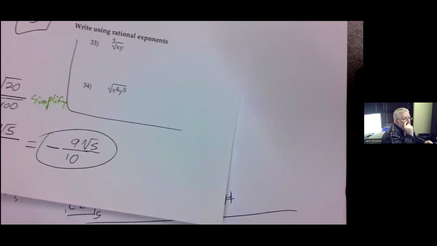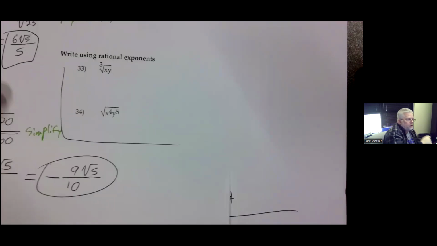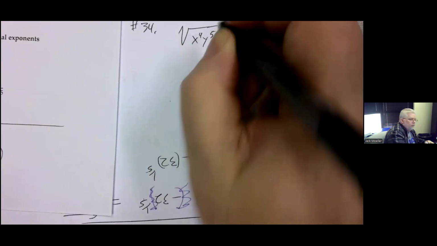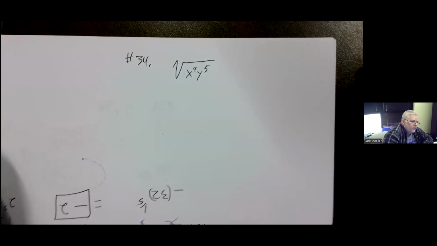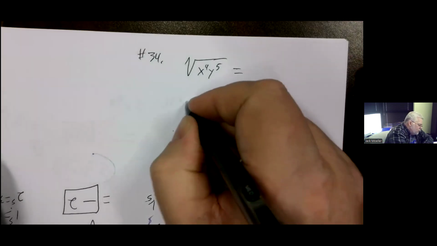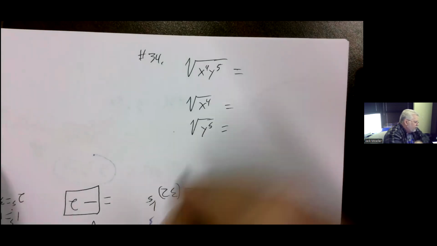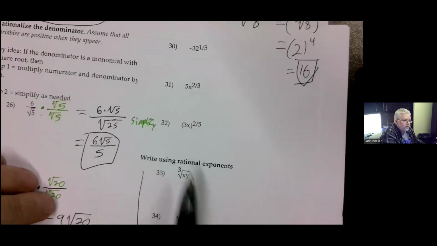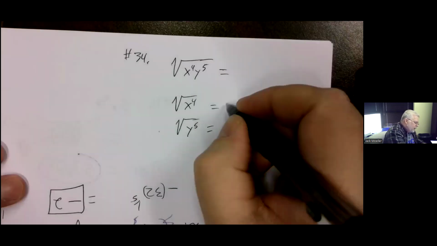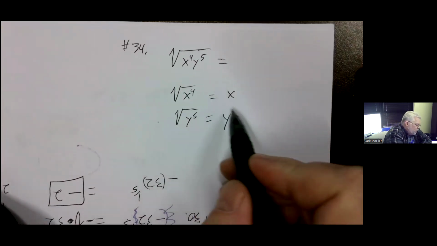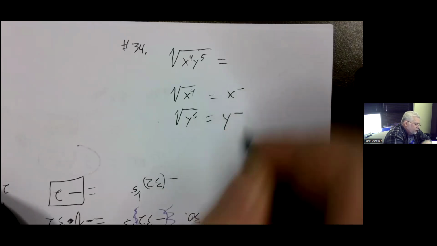So same idea. If you look at 34, we are writing in rational exponents the square root of x to the 4th, y to the 5th. And just like when we were simplifying, I said do x's with x's and y's with y's. So let's look at the square root of x to the 4th, the square root of y to the 5th. Now we're not simplifying. In this case, we are looking for rational exponents. So this is going to be x to some power and y to some power. And the powers are going to be fractions.